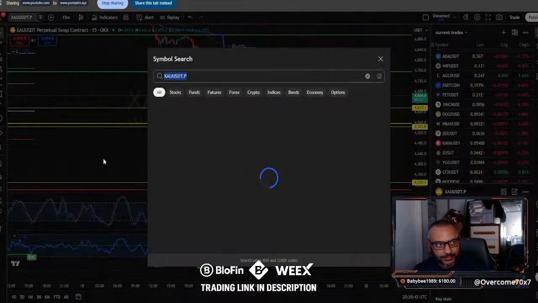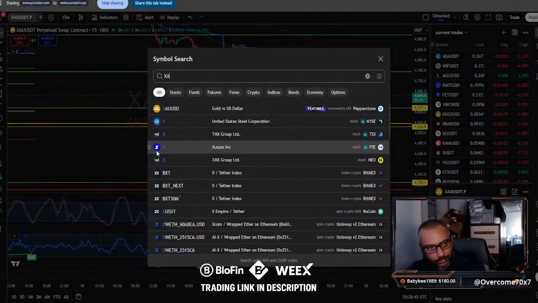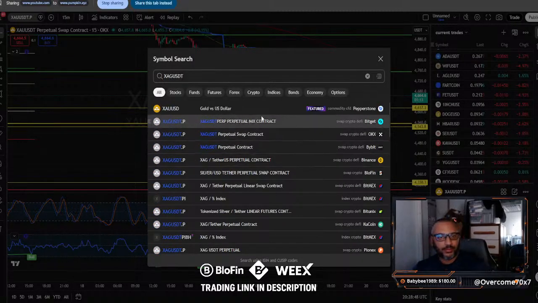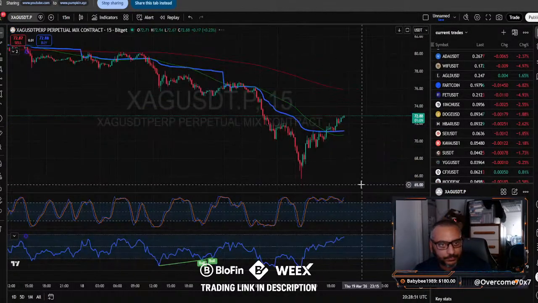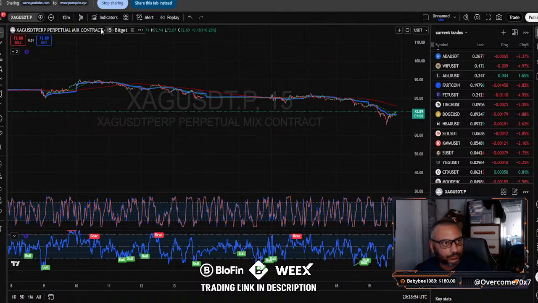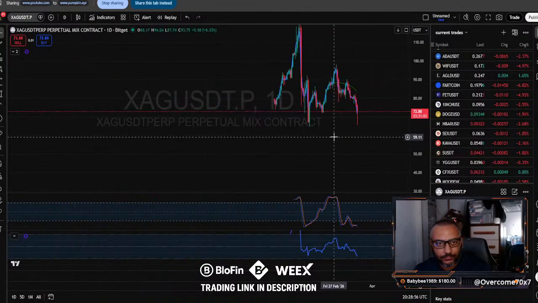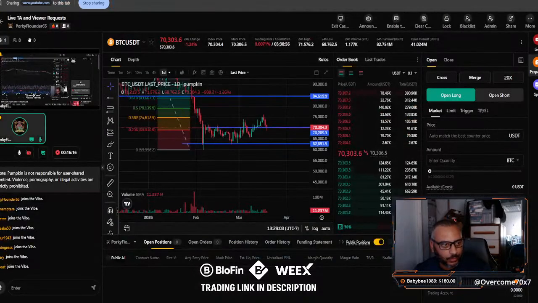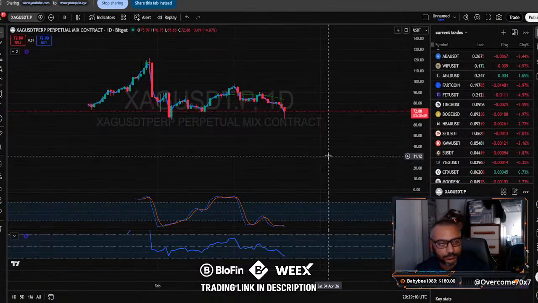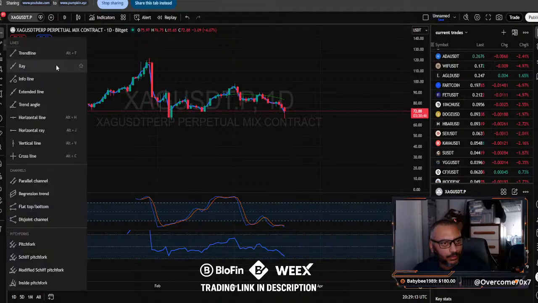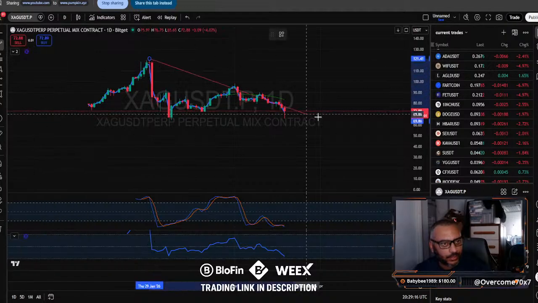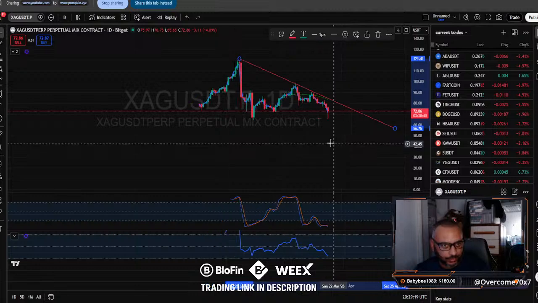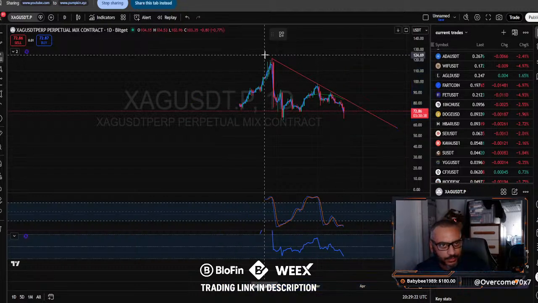You know what's more volatile? The silver one. Oh gosh, we have like no data here for the silver one. That's crazy. Well, the thing to pay attention to here is the fact that we do have a beautiful downtrend to work with. Absolutely gorgeous.